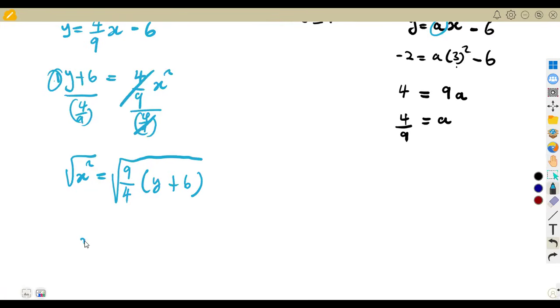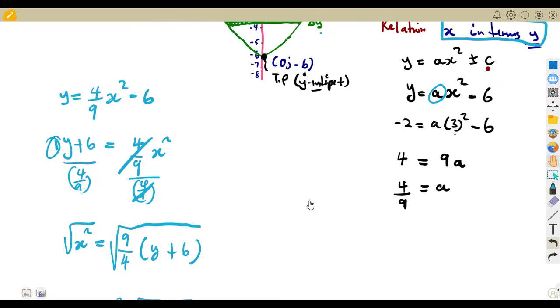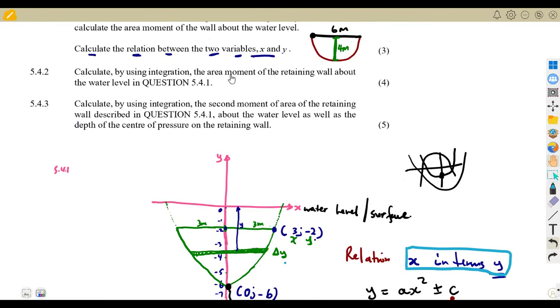So x is equal to, don't we know the square root of 9 over 4? The square root of 9 is 3. The square root of 4 is 2. But we do not know the square root of y plus 6. It's an expression, so you can't determine the square root of y plus 6. It's just going to remain like that. That's it. x is the subject of the formula, isn't it? That's what they're asking here, when they're saying you're supposed to have a relationship between x and y.